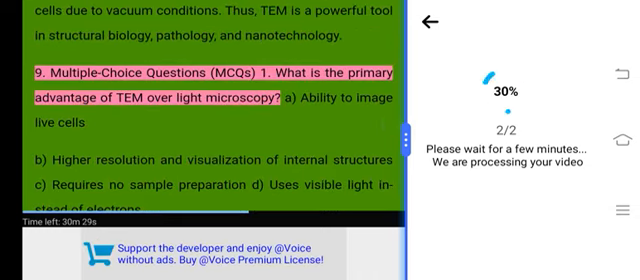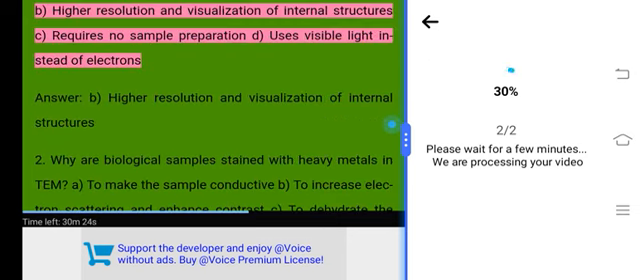9. Multiple choice questions (MCQs). 1. What is the primary advantage of TEM over light microscopy? A. Ability to image live cells. B. Higher resolution and visualization of internal structure. C. Requires no sample preparation. D. Uses visible light instead of electrons.